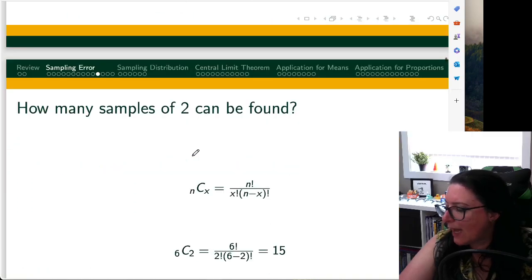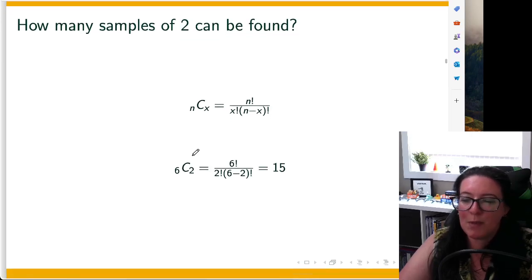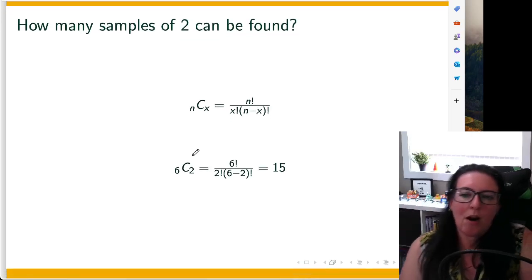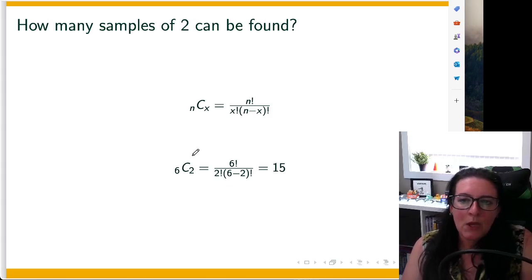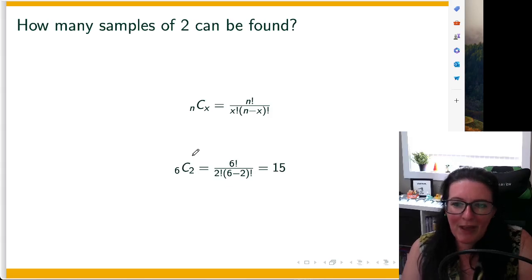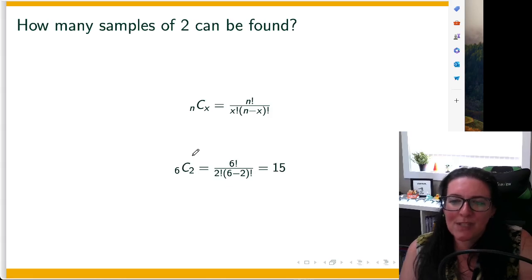So when we look at first, how many different samples of 2 can be found? And this is where our combinations that we talked about in a previous video come back. So if we want to know from 6 families, how many different groups of 2 can be found, we're doing 6 choose 2. And we talked in our previous video about how to do that in Excel. And we also talked about how to do it by hand. So just to refresh your memory, here's how to do it by hand.